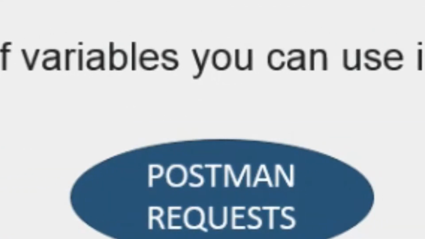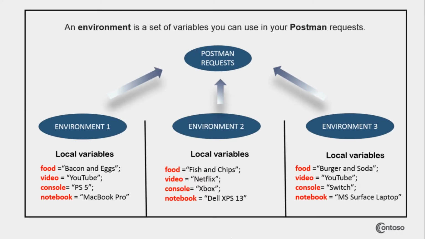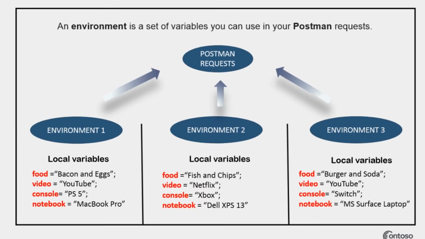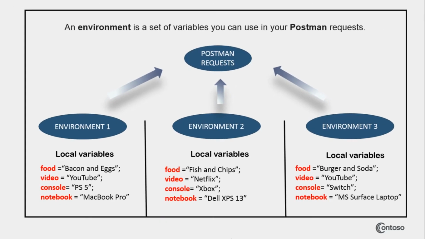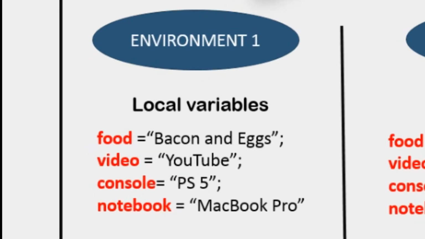Okay guys, so what is a Postman environment? An environment is a set of variables you can use in your Postman requests. So you have here the Postman requests, let's call it a collection, right? If an environment is a set of variables that you can use on your Postman request, you have here the environment one with local variables. You can see here that there is food, video, console, and notebook.